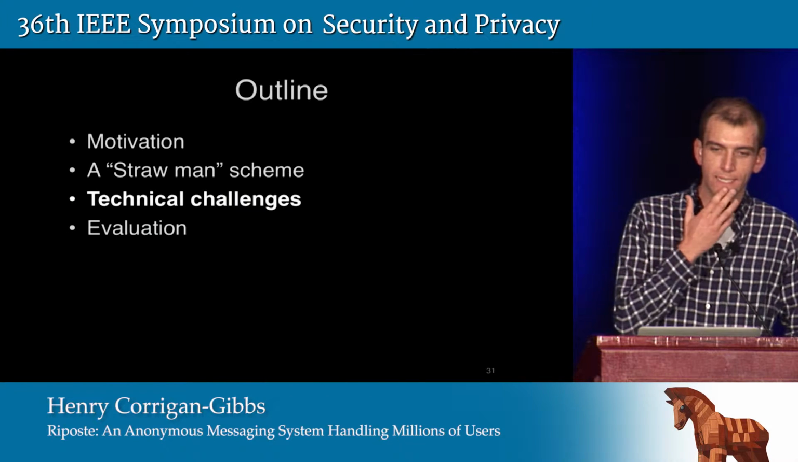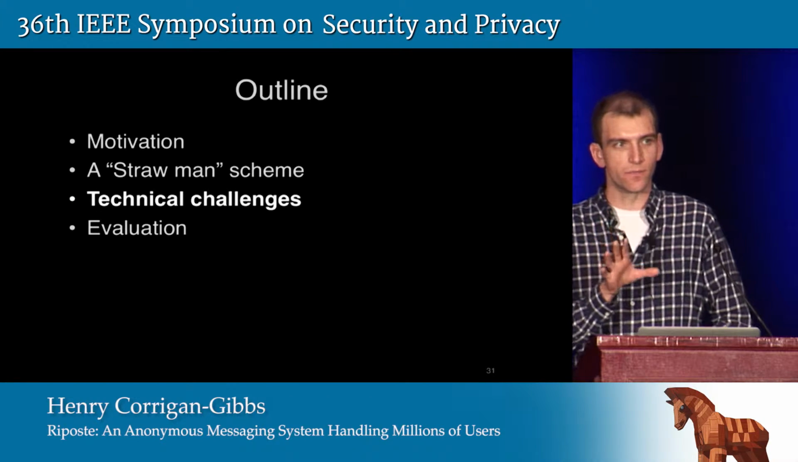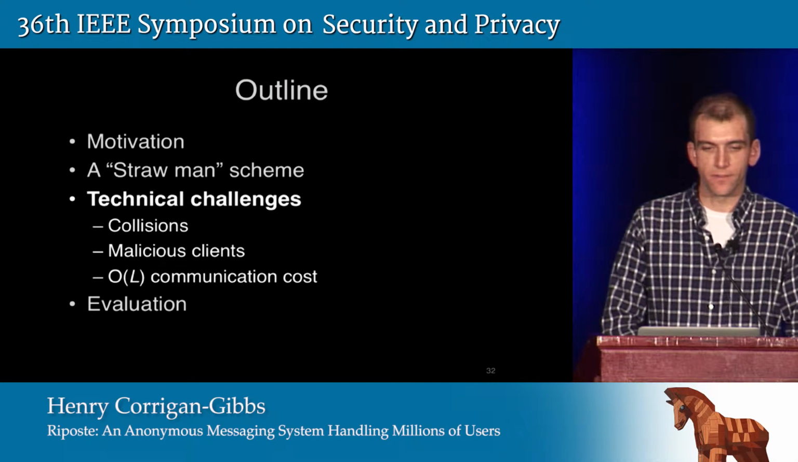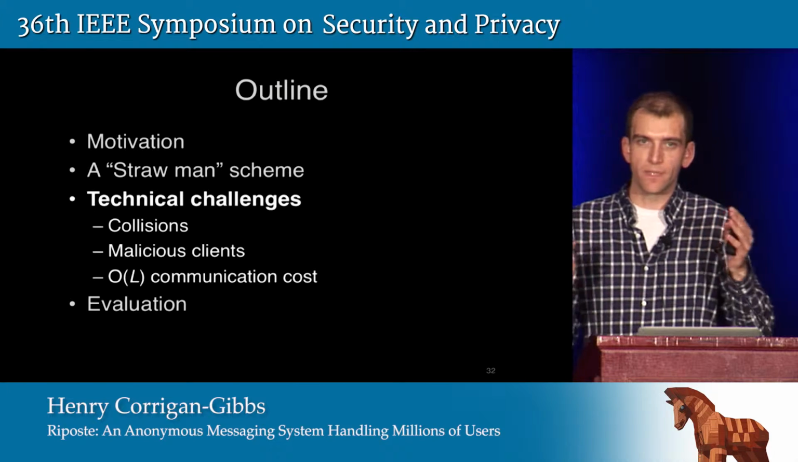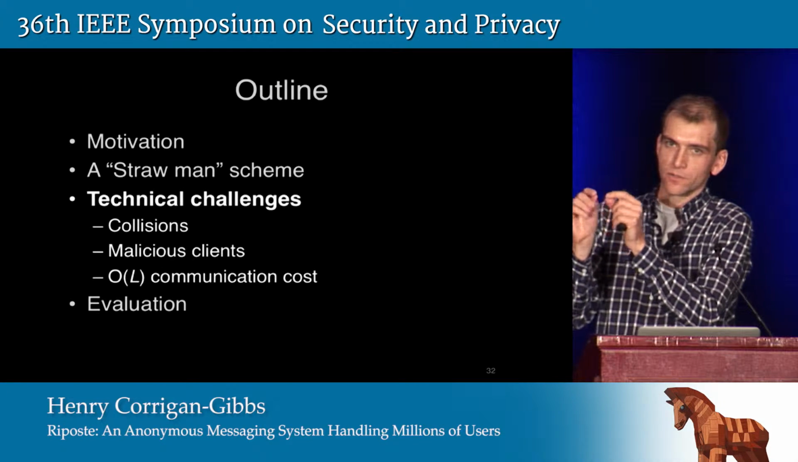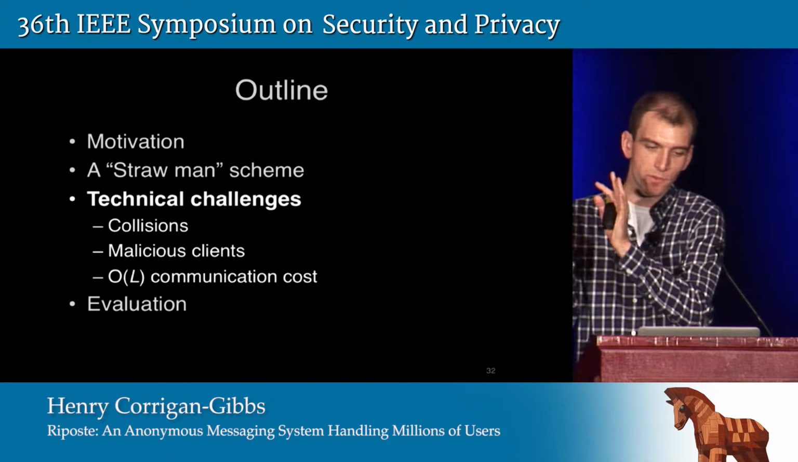But we're not quite done. There's a bunch of reasons why the first scheme doesn't work. So here are a couple. I'm not going to talk about all of these. But the first problem is if two users write into the same row of the database, they'll corrupt that row, so neither message will get through, so we need to deal with that.